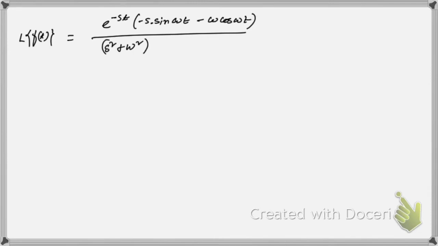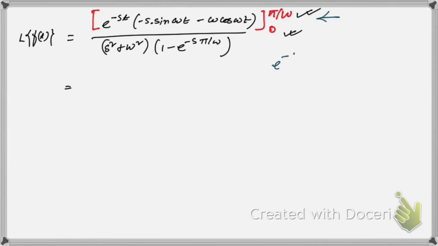s square omega square. Okay, so now this is integration from 0 to pi by omega. So if you put the upper limit and lower limit and subtract the results, then first let us put this pi by omega. Then we will put 0. Okay, then we will subtract. Let us put pi by omega first.